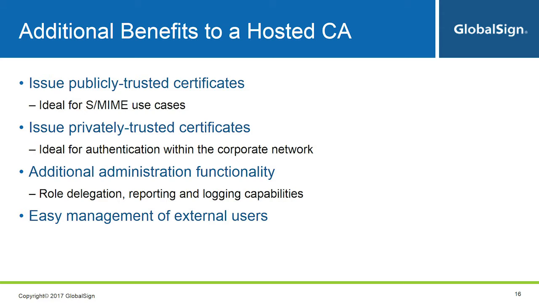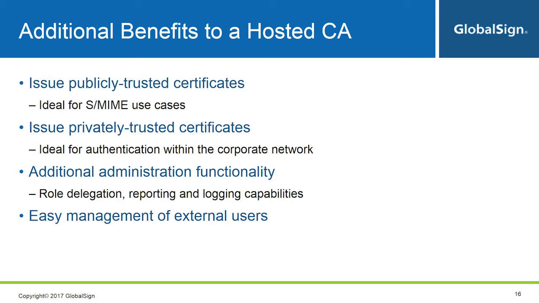So what are the additional benefits of going with the hosted CA route? Well, you can absolutely issue any kind of public certificates, and this is very ideal for use cases that involve S/MIME. So a lot of companies want to digitally sign their emails or even encrypt them, and they want to be able to send these emails out to another organization and still want them trusted. You can definitely do that with our public S/MIME certificates.